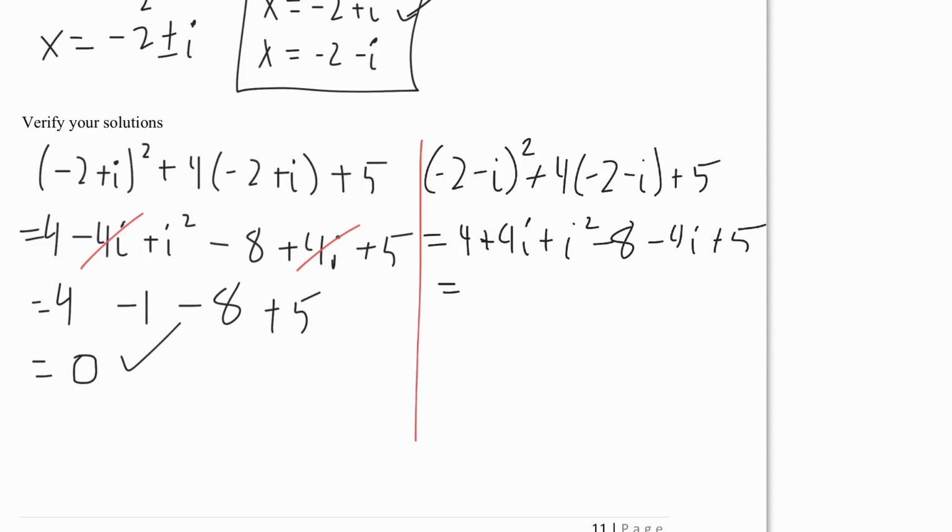So again, the 4i's cancel here. So we'll get 4 minus 1 minus 8 plus 5, which if you add that all up, again, you get 0. So this one also checks out. So both of these are the solutions. These are the complex numbers that are solutions. It's strange for sure the first time you do it. But what this shows is that when you get a negative discriminant, you don't get a real number solution, but you do get solutions. It's just that they're complex solutions.